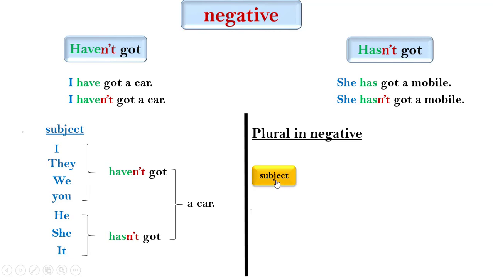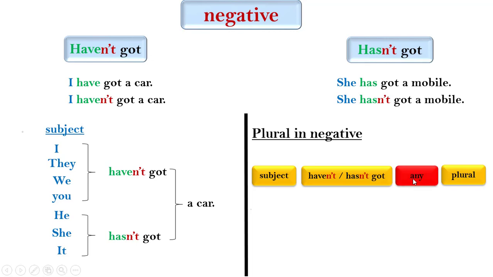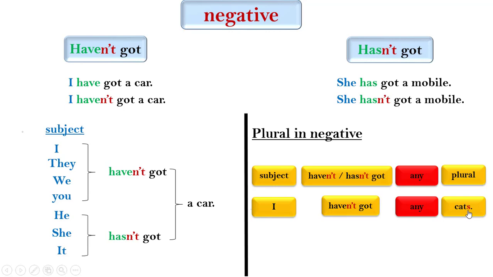Okay, so here are some examples about the plural negative. For example, we start the sentence with the subject, then haven't or hasn't got, after that plural. But very important, before plural negative we write any. So here, for example, the subject is I, so after that I haven't got, I haven't got cats. But because it's a plural, we write, I haven't got any cats. With singular, it's okay. Here you say, she has got a mobile. I have got a car. No change. But when we have plural negative, we write any. Okay, guys?